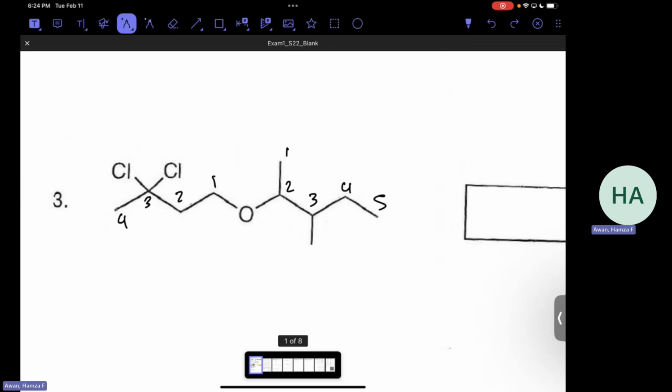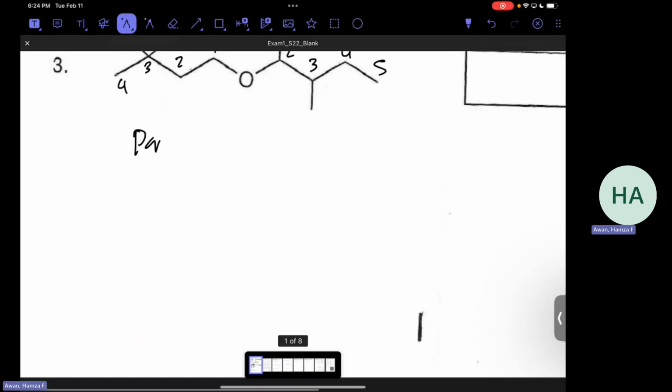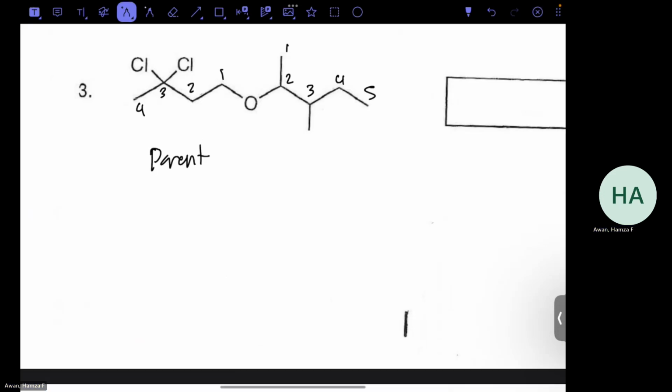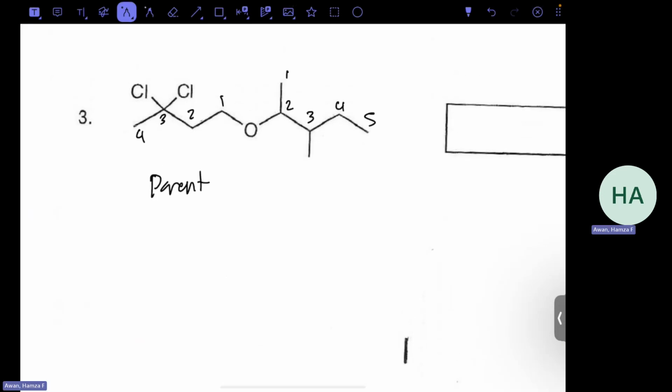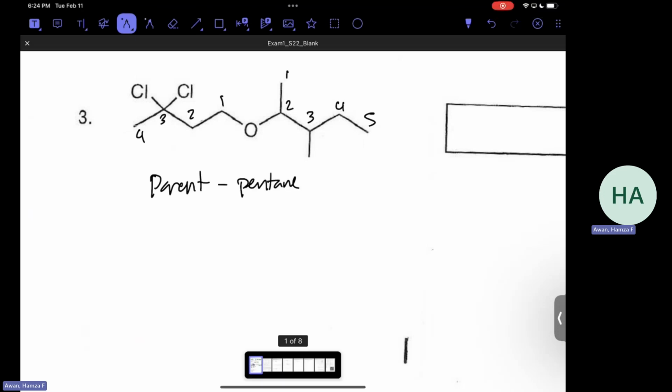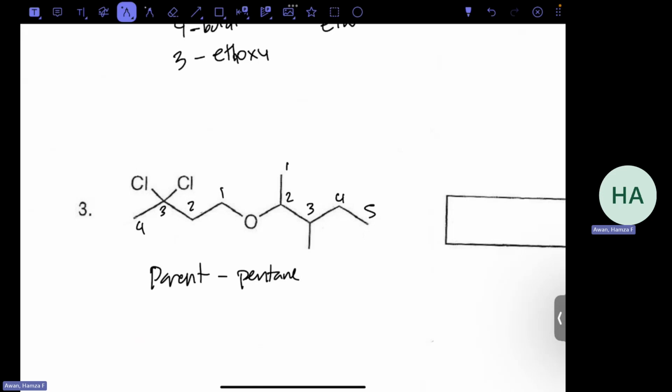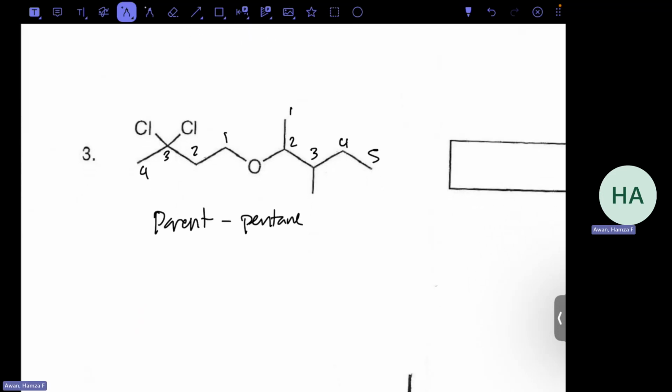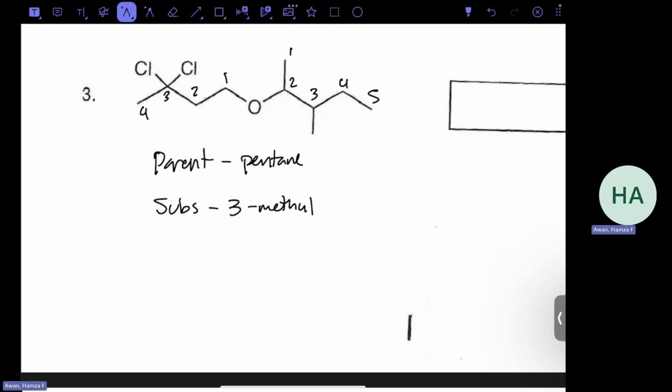So our parent chain in this case is going to be a 5-carbon chain, which makes it a pentane, right? Whenever we're looking at the ethers, we're not going to be looking at them as a parent, rather it's going to be a substituent, right? So this pentane is all we're going to write for the parent chain. And then looking at substituents now, we have a 3-methyl, right? And then the other one is going to be a complex substituent with the ether.